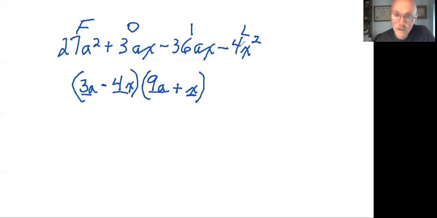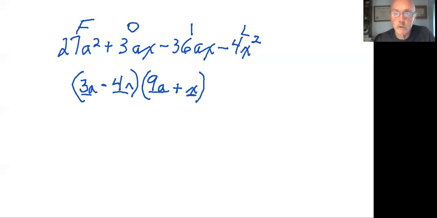And then the last times the last should automatically already be there. You don't even have to think about it, but double check: is negative 4x times x really going to give me negative 4x squared? Yeah, it does. I'm done without doing that group. All right, let's try a couple more. Maybe one with a greatest common factor in there.